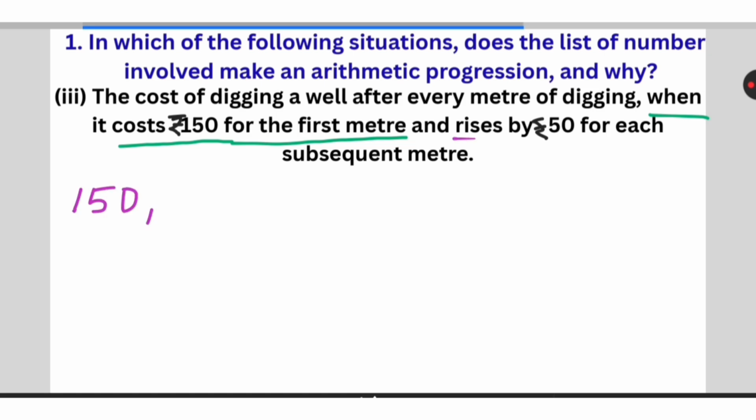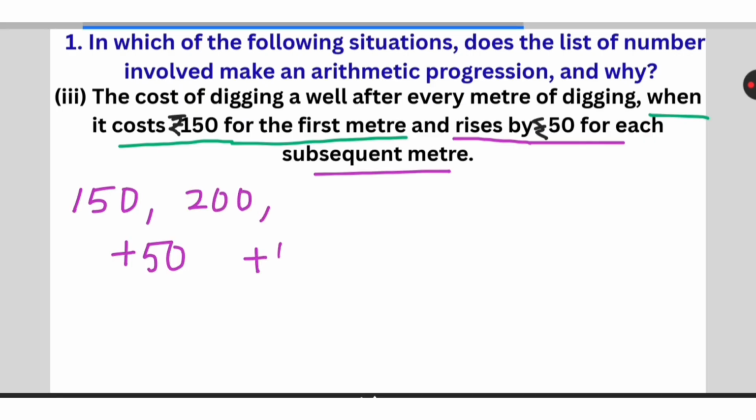Then it raises by 50 for each subsequent meter. So that means for this 150, if you add 50, then we are going to get the second meter cost. So 150 plus 50, which gives 200. For this 200, if you add 50, then we are going to get the third meter cost, which is 250. So like that you keep on adding. So this is our sequence.